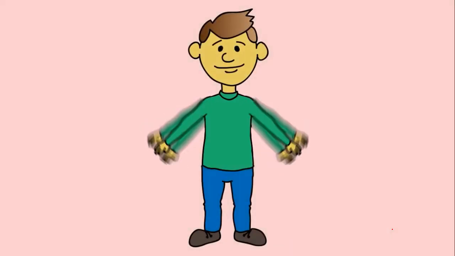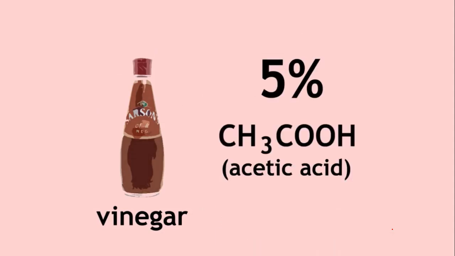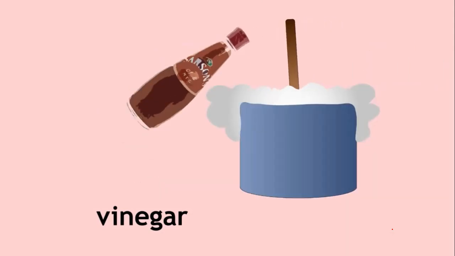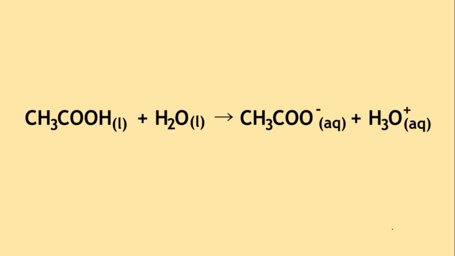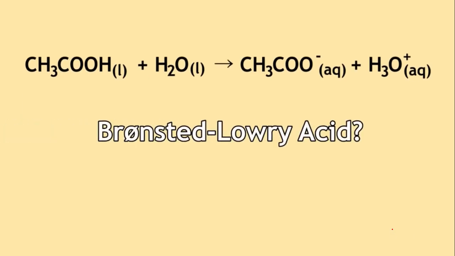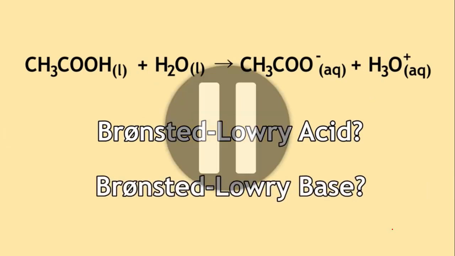Let's do a quick warm-up. Vinegar is a 5% aqueous solution of acetic acid. Vinegar is used in cooking worldwide and is sometimes used as a cleaning agent. From the equation, which describes the behavior of acetic acid in water, could you identify the Bronsted-Lowry acid and the Bronsted-Lowry base? Pause and resume when ready.